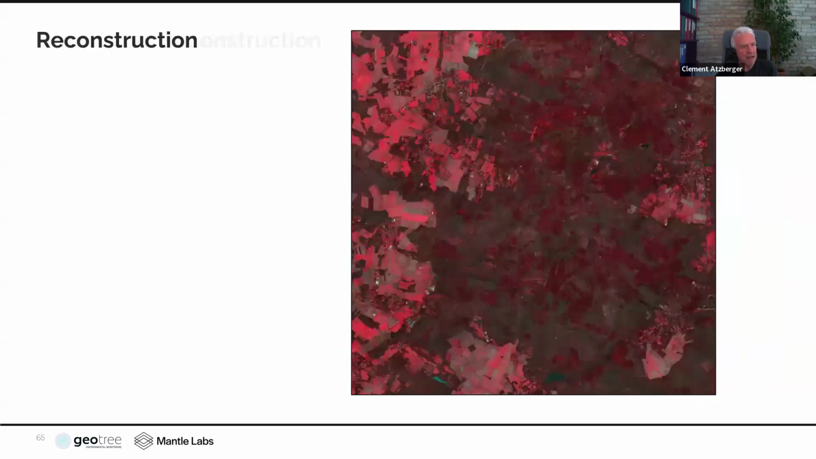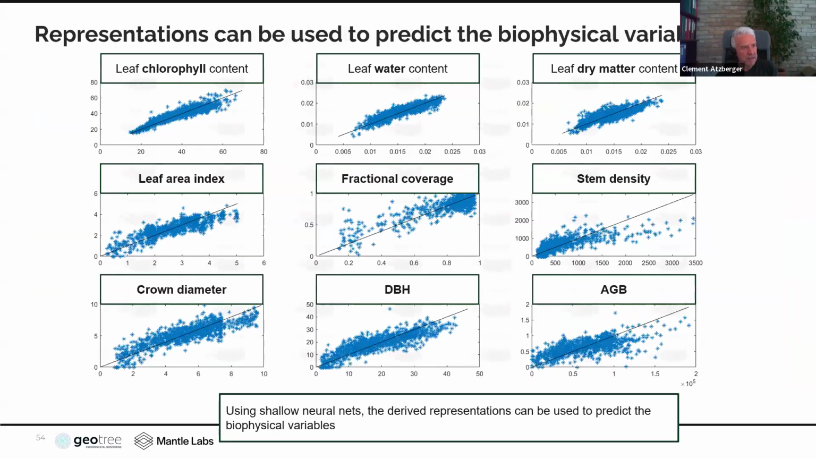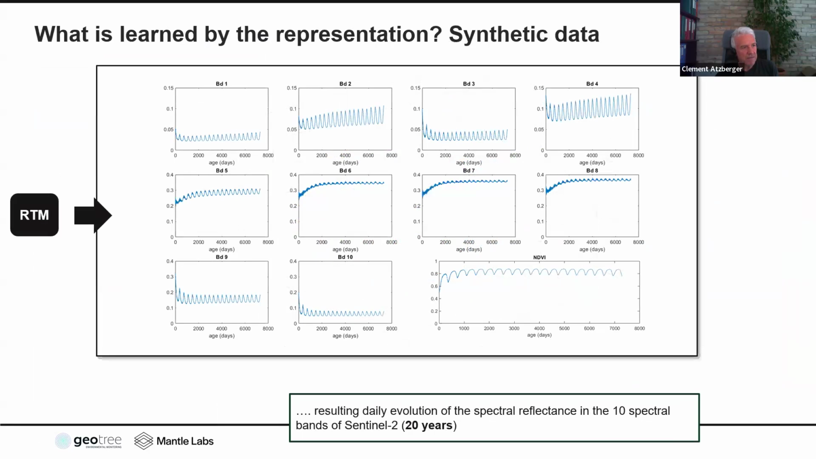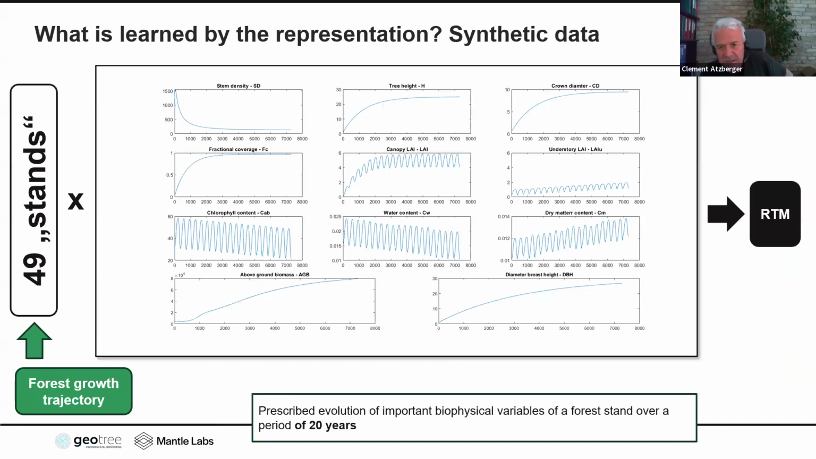Perhaps let me answer this question that we had about what is really learned, because I've done some simulations. Sorry, the font is very tiny. I hope you can read it. What I did is I took a radiative transfer model. So it's based on physical equations, and Yang worked with it. And I simulated the spectral signatures during 20 years for 49 different forest stands.